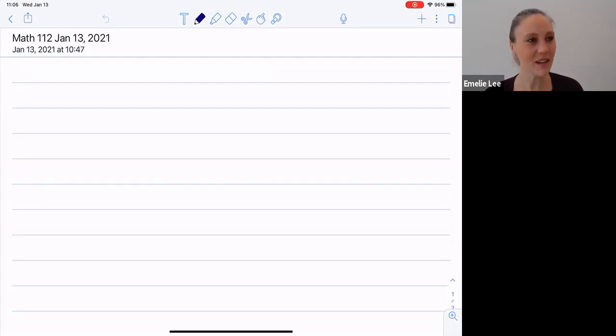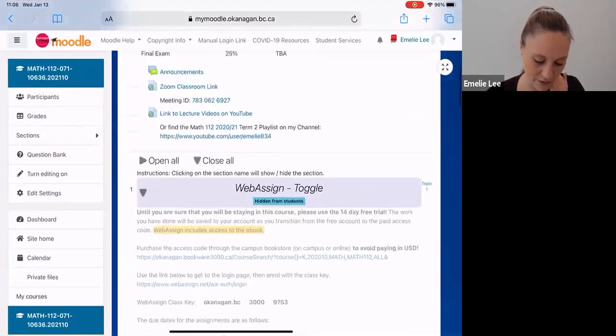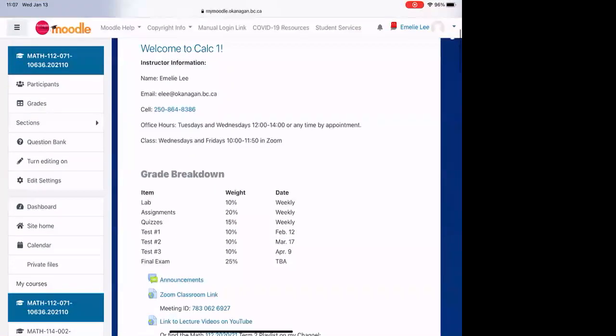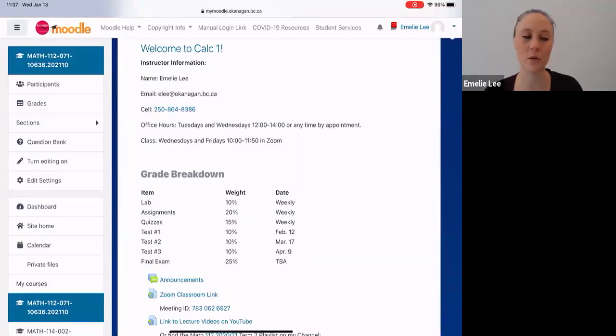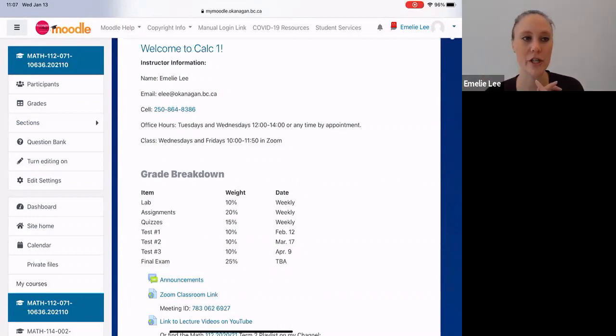All right. So first things first, let's go through the course outline, but I'll also take you to our Moodle page, which is kind of a work in progress right now. Everything that you might need from the course outline, I like to have at the top of your Moodle page. So my contact information, you can email me. My cell number is also on there.